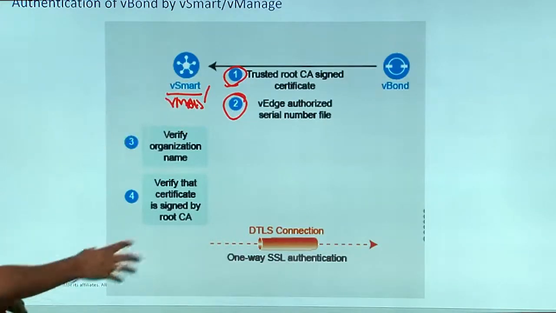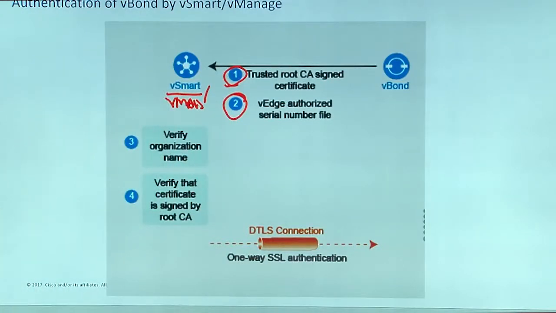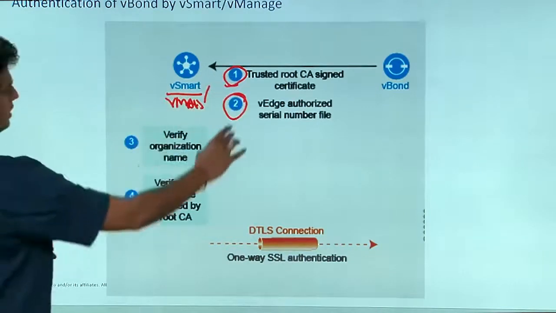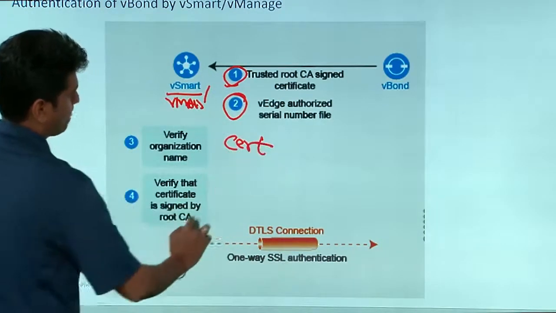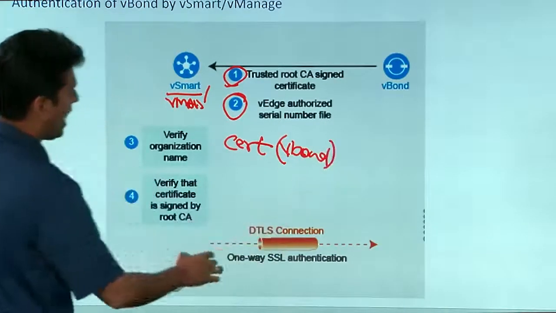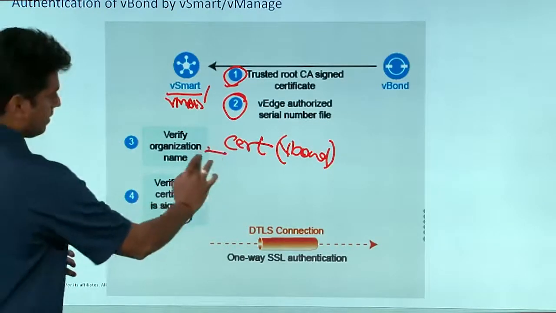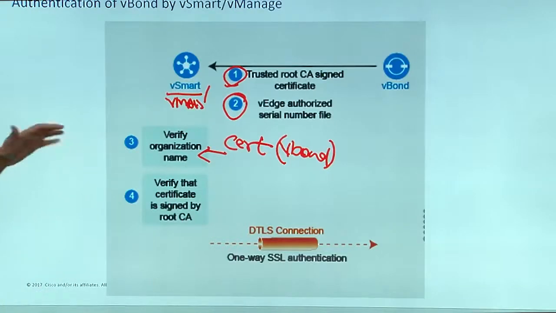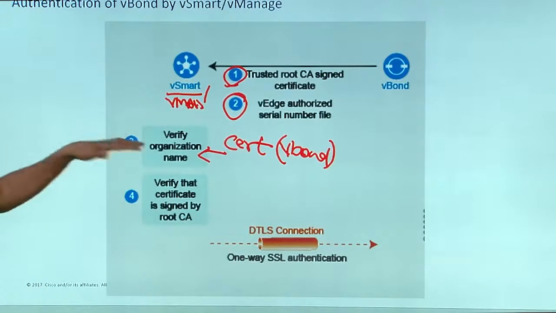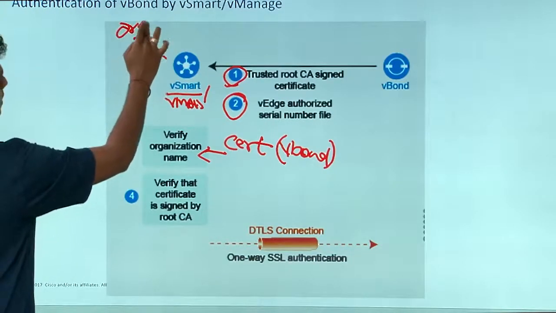onto the vSmart. After these two steps are done and the vSmart actually receives these two pieces of information, how will he authenticate that this vBond is the actual one which I am talking to? vSmart will look up the certificate which he has received from the vBond and extract the organization name from that certificate. So if this organization name matches with the one which the vSmart has by himself, so the vSmart would also have an org name defined.